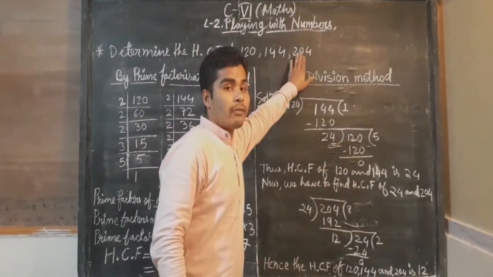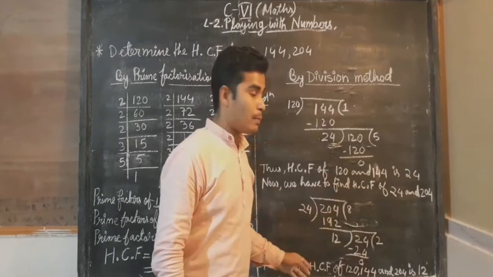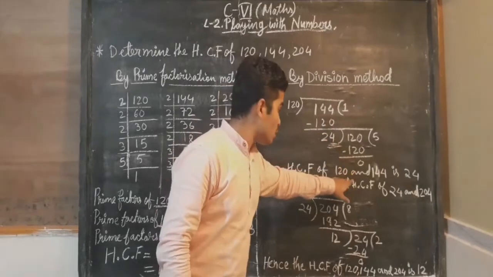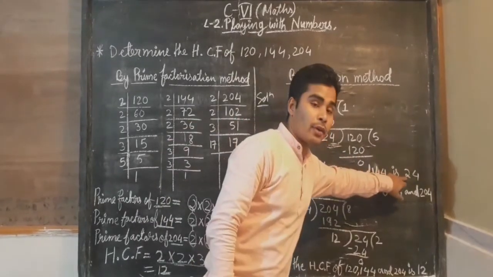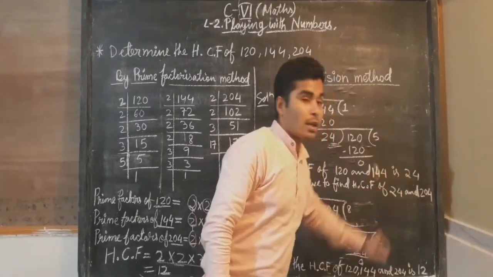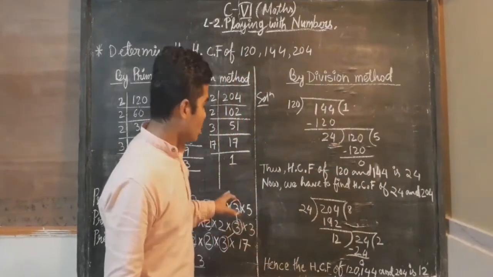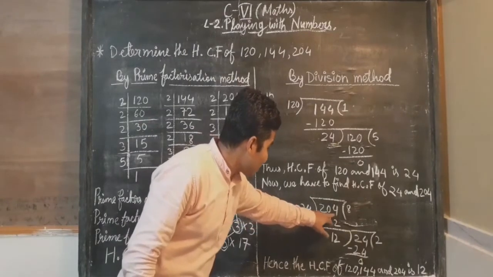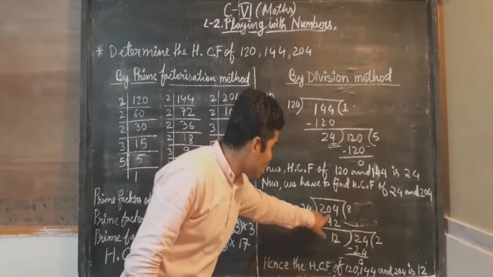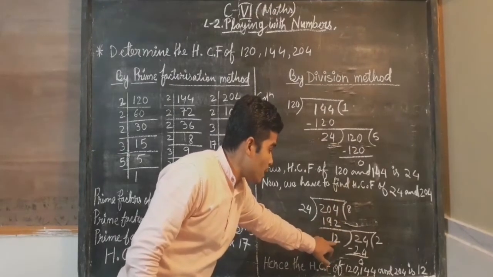Now what will we do? One more number is left to divide. So now we will divide that number by the HCF which we got after dividing the other two numbers. You see, by dividing the other two numbers, what did we get? 24 as their HCF. So I will divide the last number by the divisor which we got after dividing the other two numbers. So you can see here now 204 divided by 24. 24 times 8 is 192. If we subtract, we will get 12 as a remainder.